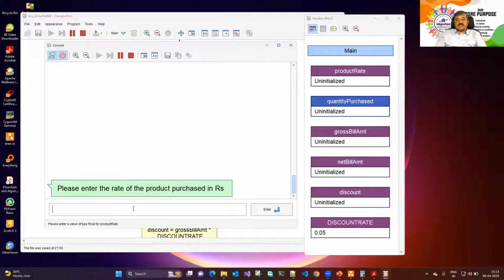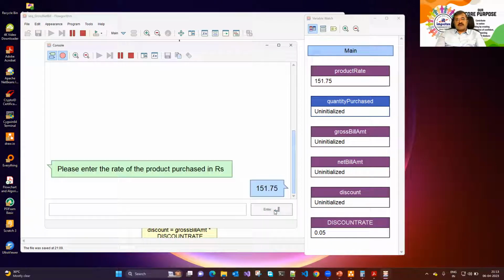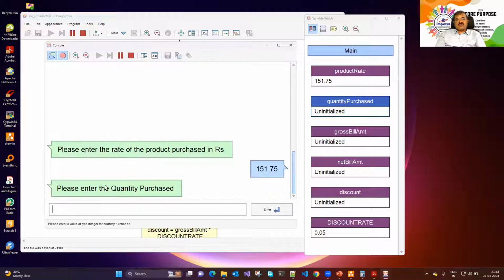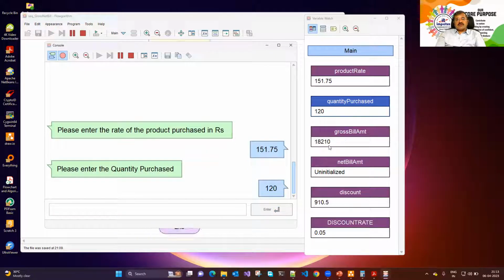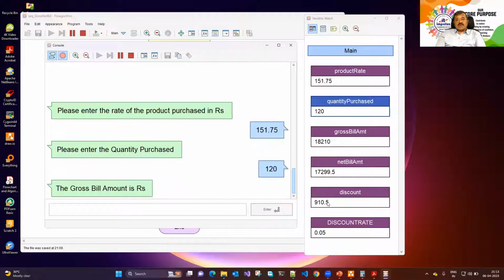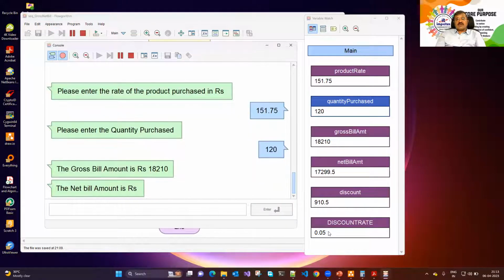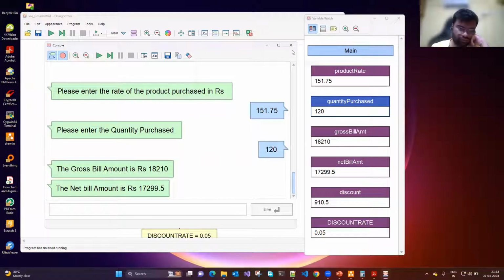Please enter the rate of the product purchased in rupees. It costs 151 rupees 75 paise. Enter. See here, 151.75. Then it says enter the quantity purchased. I purchased 120 such items. Enter. So here 120 has come. Then the gross bill amount was calculated. Then the net bill amount was calculated. Then the discount came and the discount rate came. And it says, this was your gross bill amount, with a 5% discount this is your net bill amount, and so on.